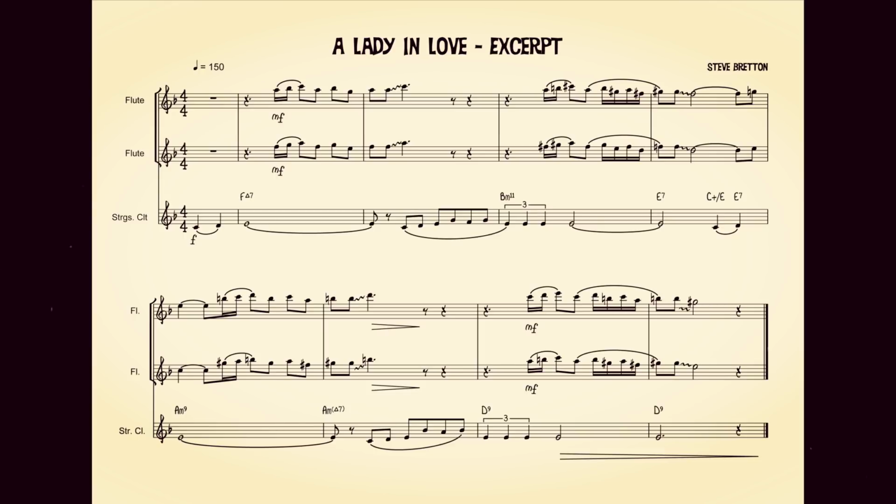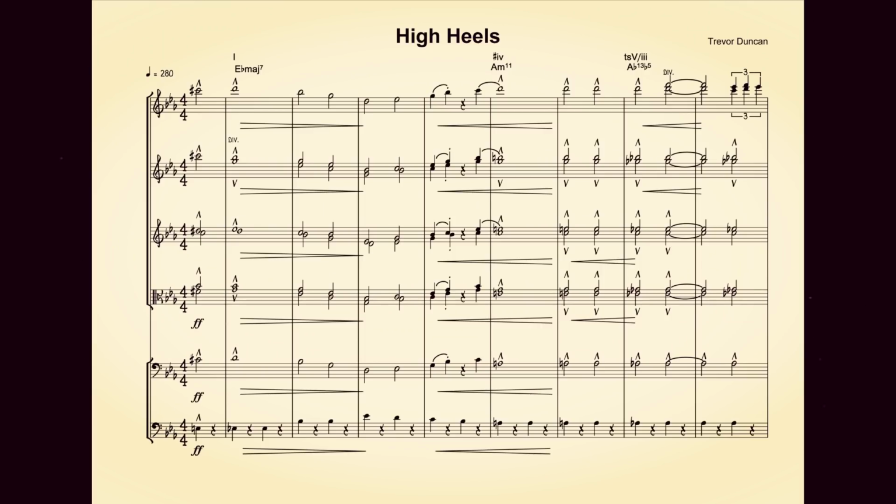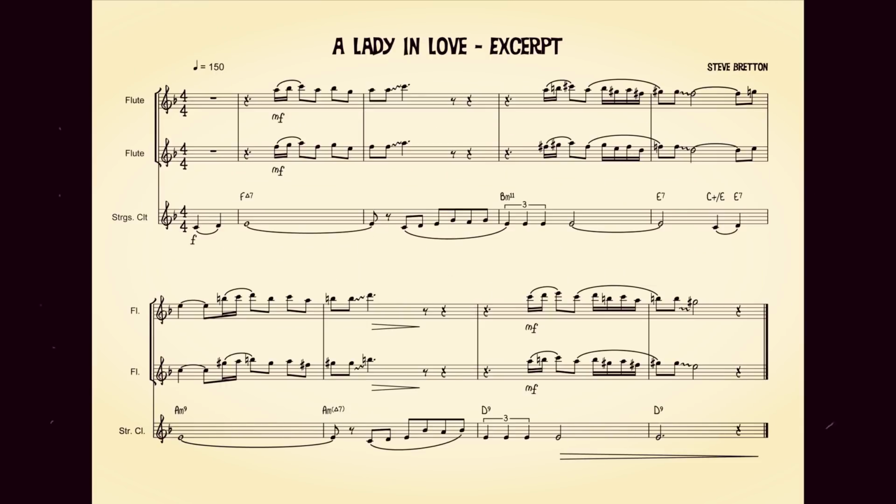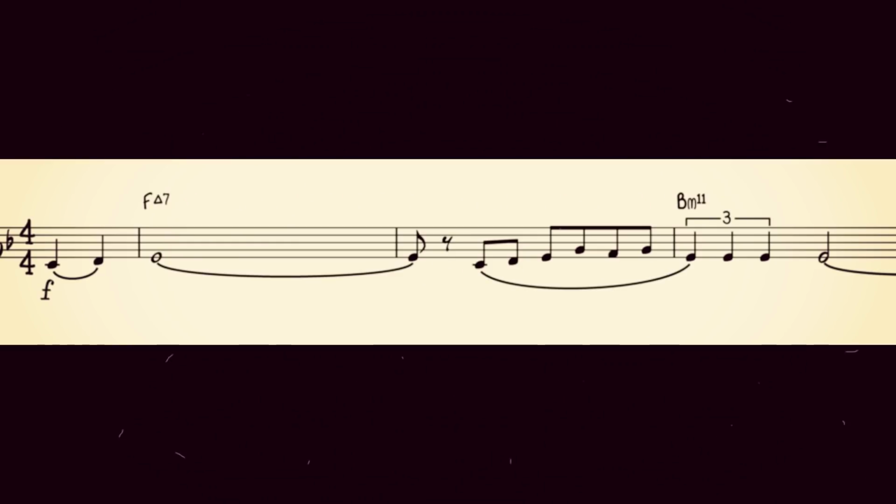Another little point here. The composer of this piece is Steve Breton, but that's a pseudonym of Trevor Duncan, who was a pseudonym of Leonard Trebleco. It's like 1950s Inception. We looked at High Heels by Trevor Duncan in the previous episode, and he used a harmonic move of E flat major to A minor 11, which is a sharp 4 minor in relation to the tonic. And in this piece, he's done exactly the same thing again, only in F major. Look, F major 7 to B minor 11. Tonic to sharp 4 minor. Pop that little move up your sleeve.